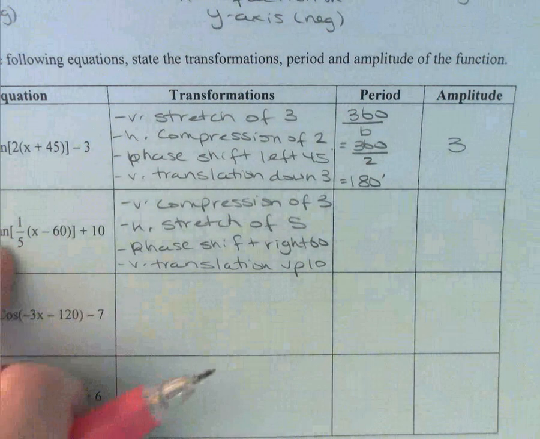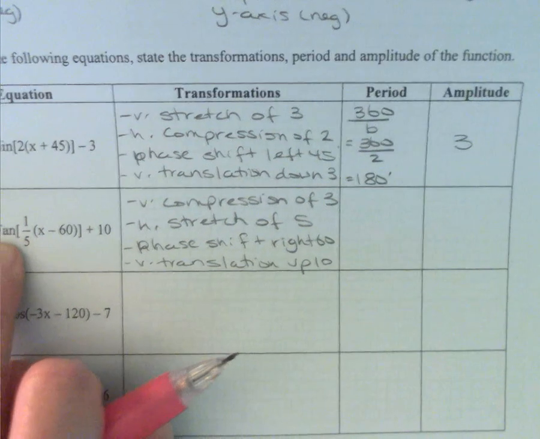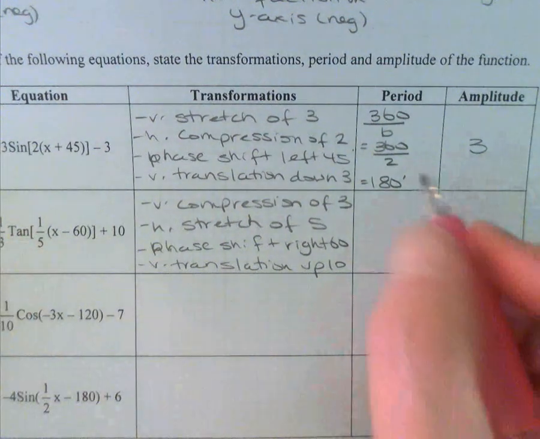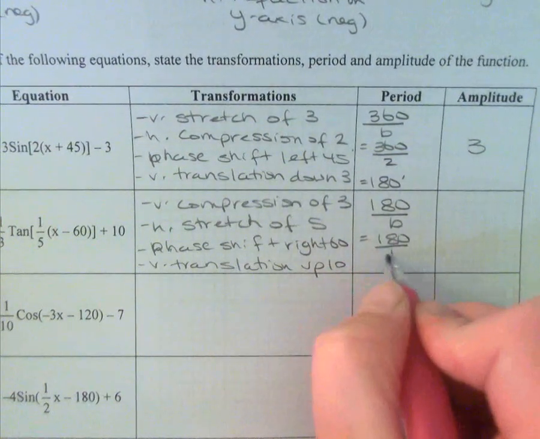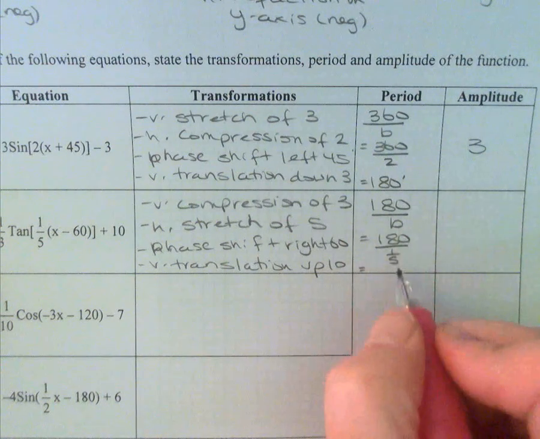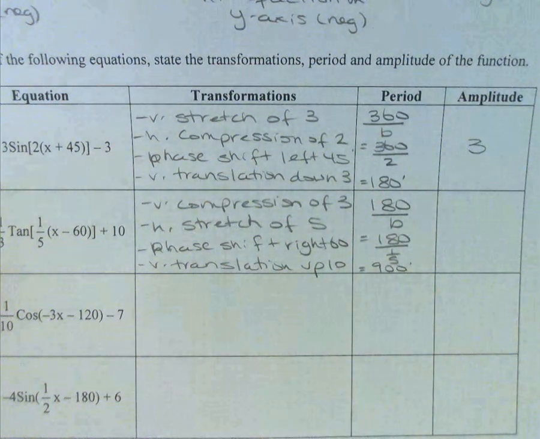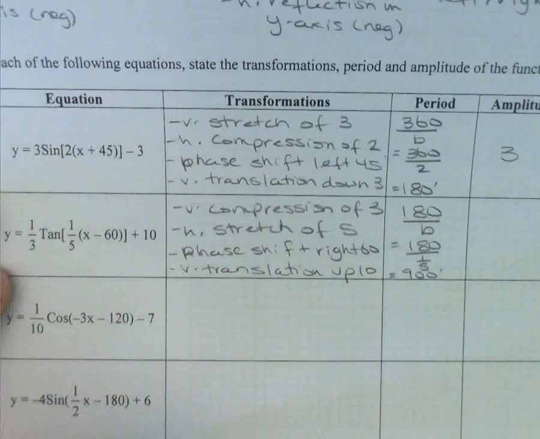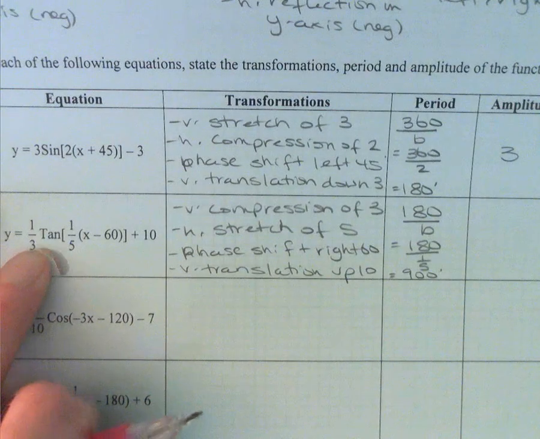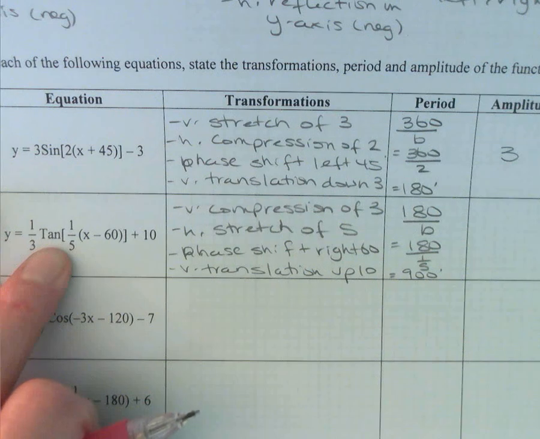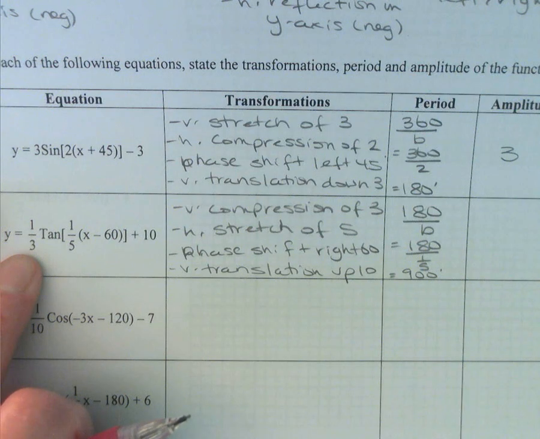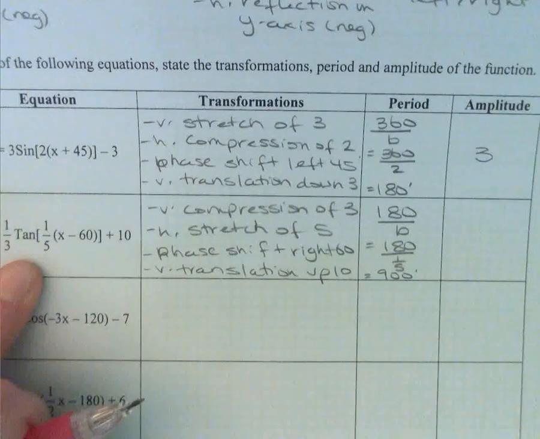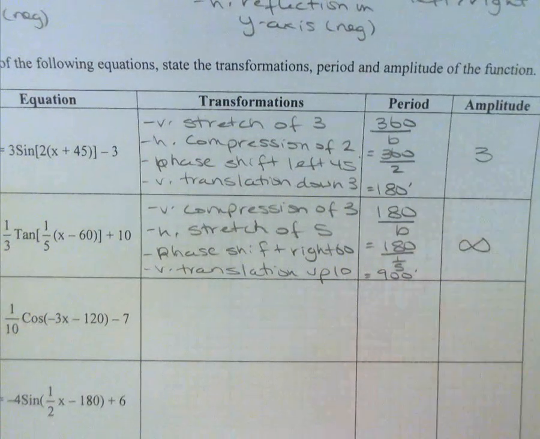I need to figure out the period, but it's a tan graph, so I need to make sure that I'm actually looking at what the function is. So that means I'm going to do 180 divided by B. So I'm going to do 180 divided by 1 over 5, which means it's going to be 900 degrees. So it's going to take 900 degrees to finish one cycle. I want the amplitude, so I look, it's 1/3, but it's not. It's a tan graph. If you remember, tan graphs go off infinitely in both directions. So while this is a vertical compression of 3, the amplitude itself is a little bit funny with tan. It's actually infinity.